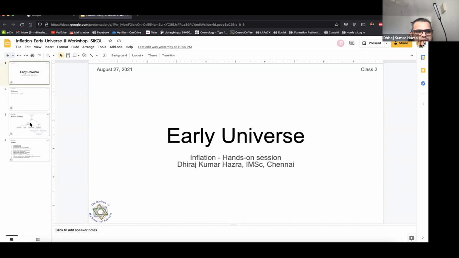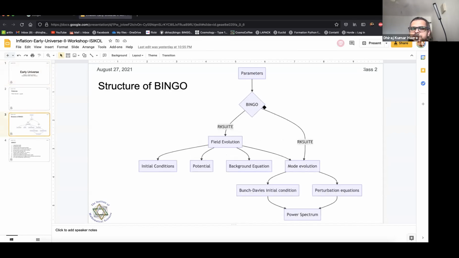Good. Yeah. So what bingo does is that it calls RK suite in order to solve this field evolution, the background. Okay. So it takes the initial condition, as you have seen, 16.5. I have talked about this FNL params.ini and potential. It calls the potential, it calls this background evolution and mode evolution. Sorry, mode evolution is going to come later. Field evolution is going to give inputs to the mode evolution. So the background equation it solves.